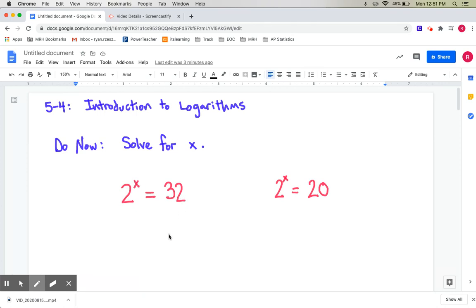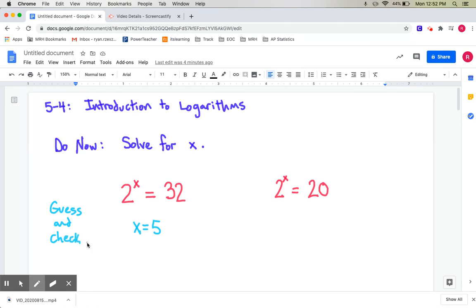equal 32. Our best option right now for solving an exponential is just guessing and checking, trying different exponents right here and figuring out which one, when you guess and check, gets you an answer of 32. The answer to this problem is going to be 5. And I only know that because I know that 2 to the 5th is 32.